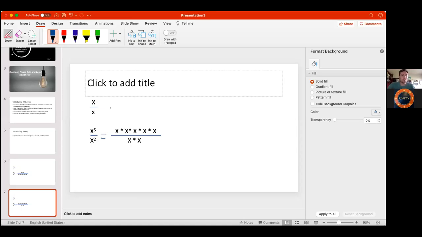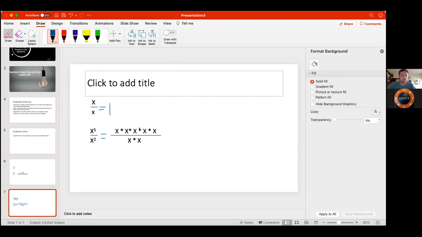But what we learned in the previous slide was that x divided by x equals 1, because anything divided by itself equals 1. A million divided by a million is 1. 2 divided by 2 is 1. X divided by x is 1. X to the 20th power divided by x to the 20th power is 1. Anything that is the same in the numerator and the same in the denominator equals 1.